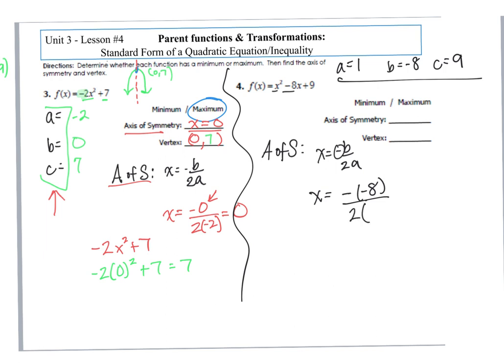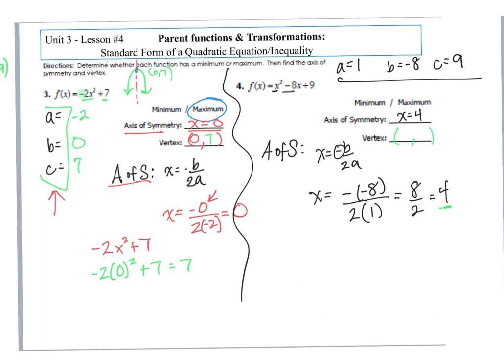Okay, there's always a 2 in the denominator times the value of a, which is 1. So negative negative 8 becomes positive 8 divided by 2, which equals 4. So our axis of symmetry is x equals 4. What is our vertex? We find our vertex by plugging this x value in for our x's.